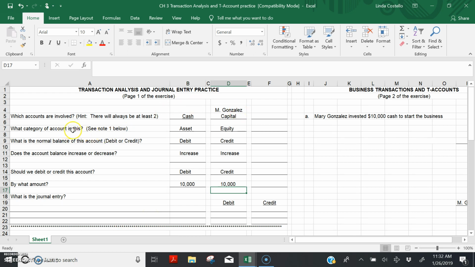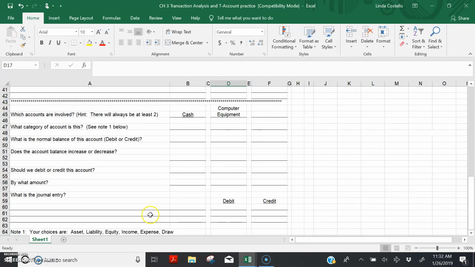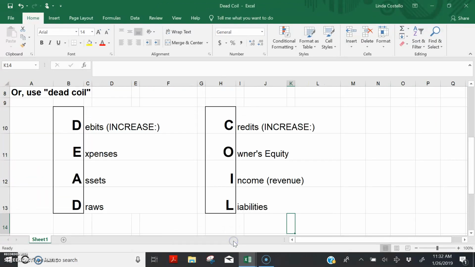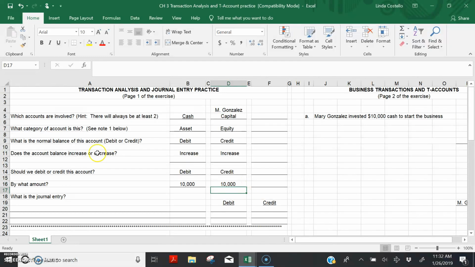What kind of an account is capital? Your choices are assets, liability, equity, income, expense, or draw. Capital is an equity account. We need to know what the normal balance of the capital account is. By referring to the debit-credit chart, we can see that the owner's equity account has a normal credit balance. So capital is an equity account with a normal credit balance.